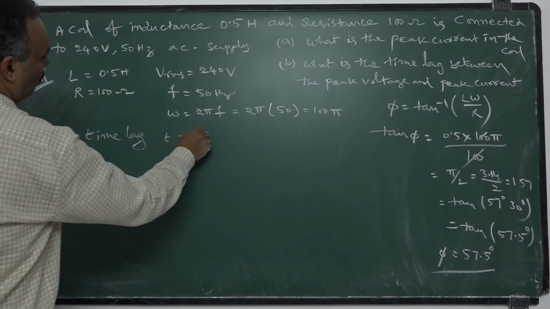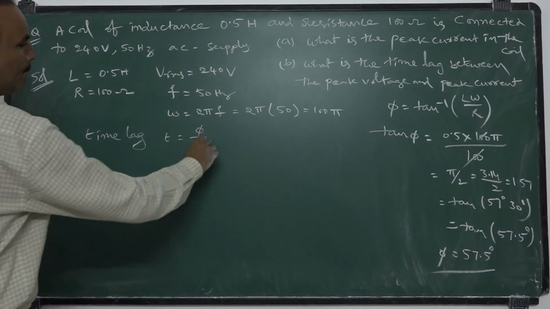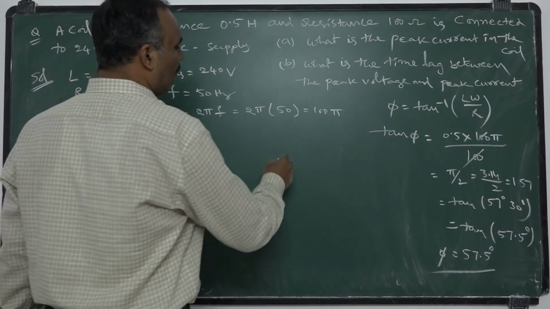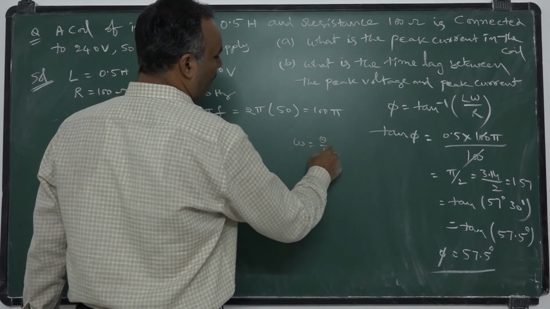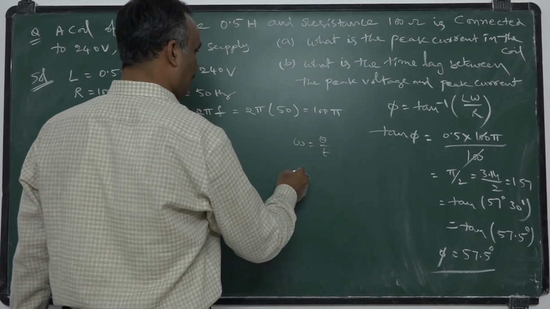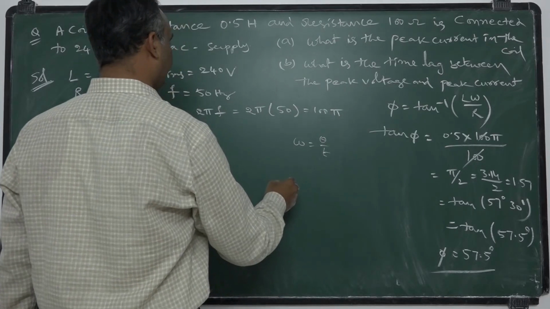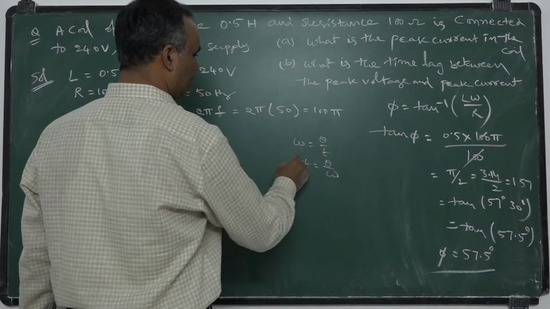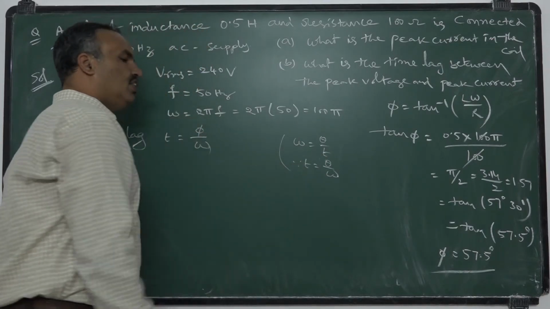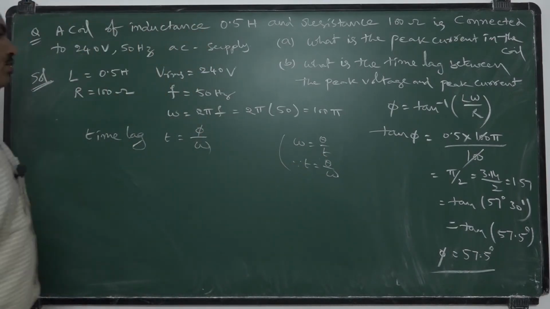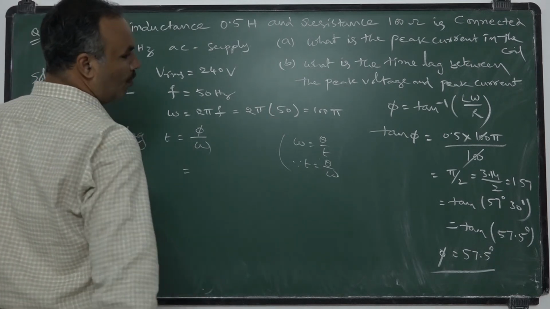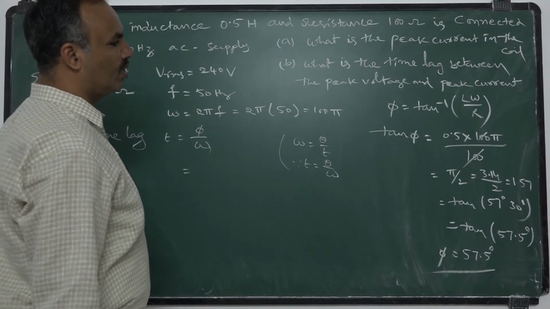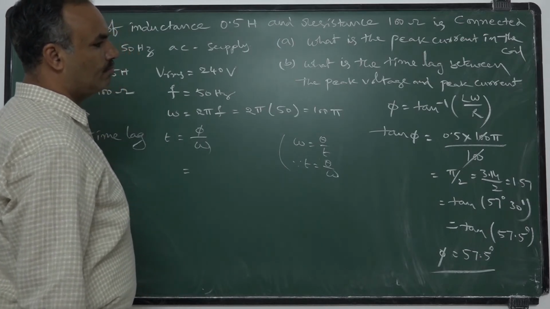Time lag T is equal to phi by omega, because omega is equal to theta by T. So T is equal to theta by omega. This is the general formula. Here instead of theta we are taking phi. So phi value we have to take in radians. That is for our convenience.